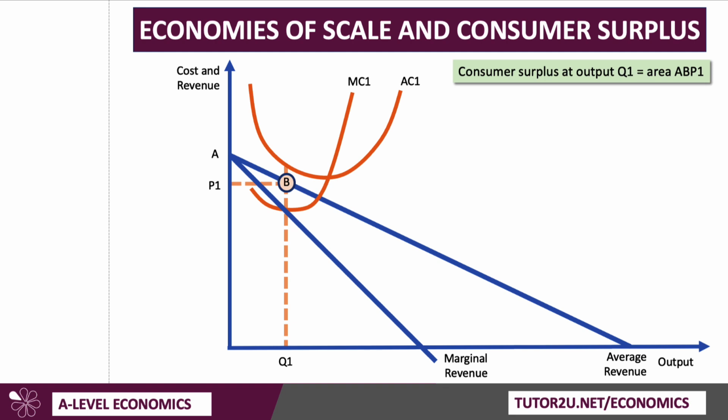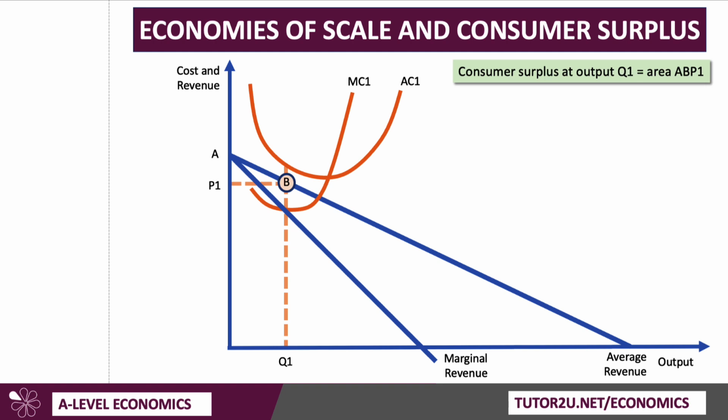Now, don't worry too much about the fact the firm is making a loss. That's the nature of the fact that unit costs are quite high at low levels of output. But initially, consumer surplus, of course, is the difference between the price they actually have to pay and the price that they'd be willing to pay. So consumer surplus at output Q1 equals the area A, B, P1, a fairly small level of consumer surplus.